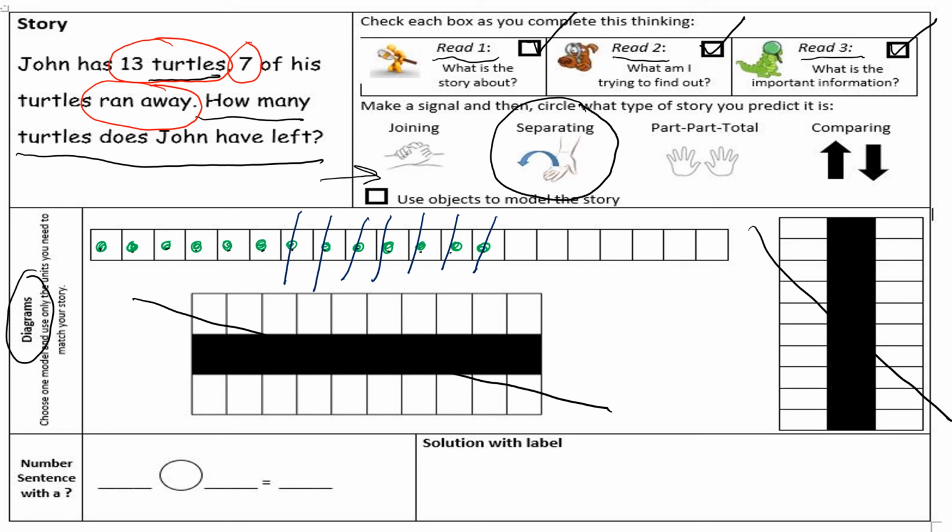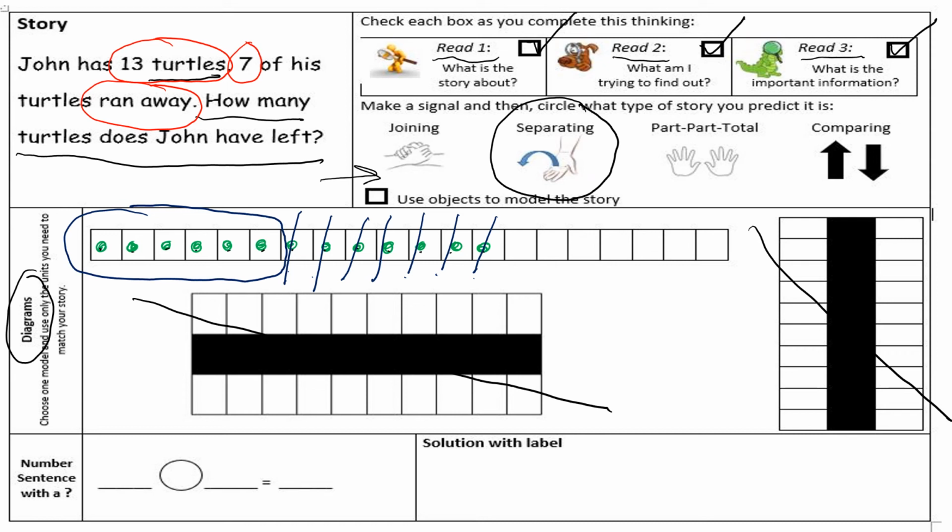Let me double check that just to make sure I marked off the right amount. 1, 2, 3, 4, 5, 6, 7. Perfect. Now I'm going to circle what I have left so I can visually see what's left. And that's how you represent your story problem.